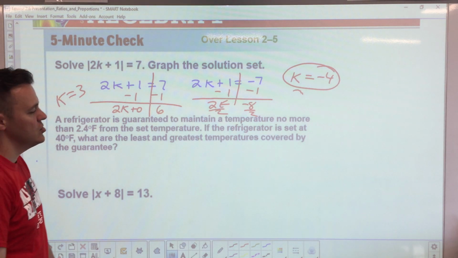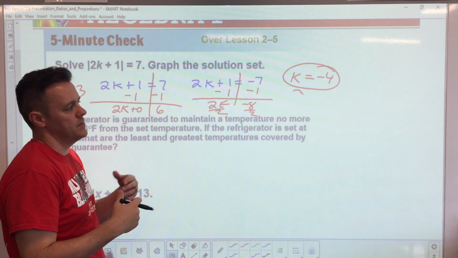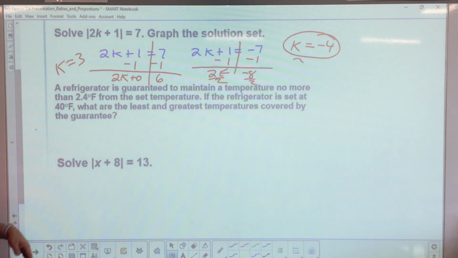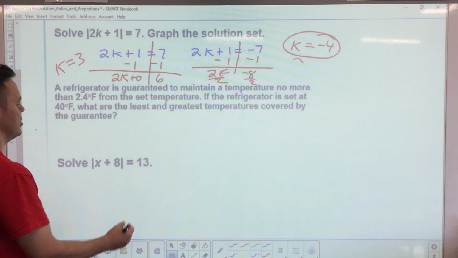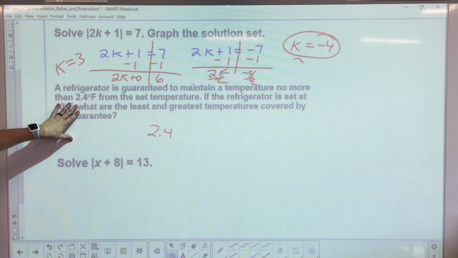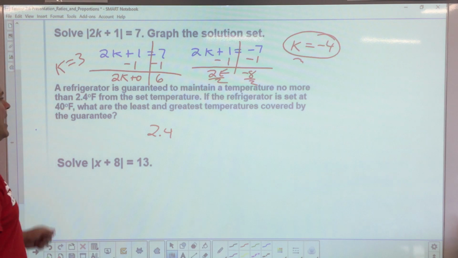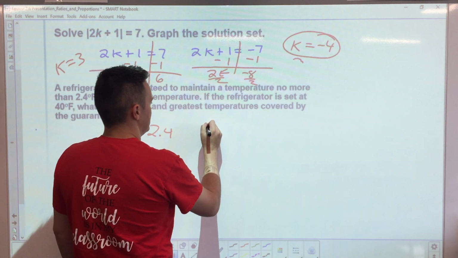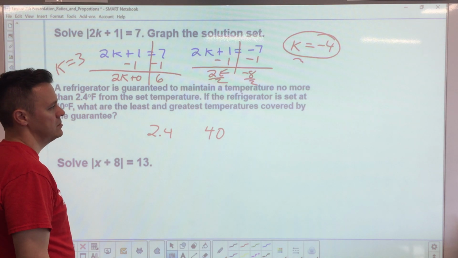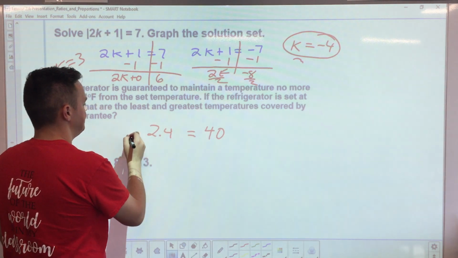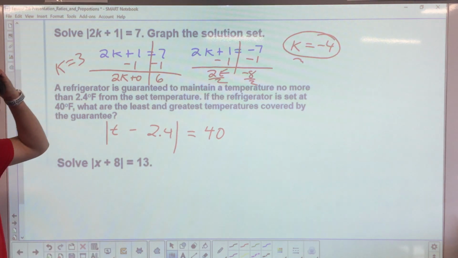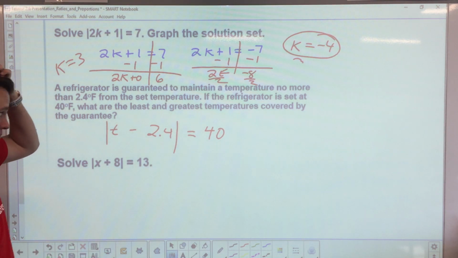So graph the solution set. I didn't provide a graph on this one. You guys know how to do it on a number line. If you're struggling with it, please let me know. As you read this, temperature of 2.4 degrees, okay? From the set temperature, the refrigerator is set at 40 degrees. What is the actual problem? Absolute value, right? And then you would solve for it.